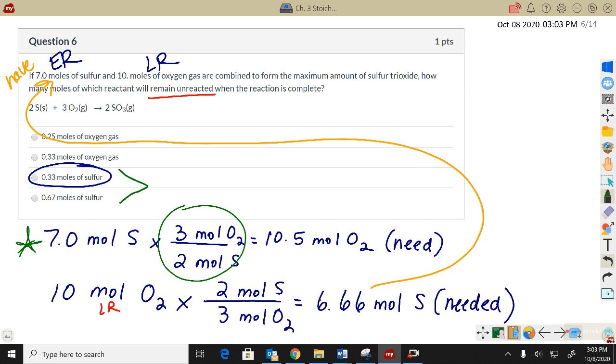So then I have to figure out how much sulfur do I need? How much sulfur am I going to use? And then I can subtract from the amount that I have. So I took my limiting reactant, and you go back to the amount that you really have, because that 10.5, that's what we need. We don't have that. We only have 10 moles of oxygen. I just set up a little mole switch using the ratio from my balanced equation, and then I can calculate the amount of sulfur needed. So I need about 6.66 moles, but I have 7. So I should have about a third of a mole excess.